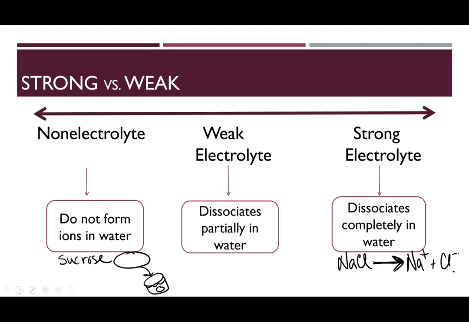And then we have this kind of gray area in the middle. Our weak electrolytes will dissociate, but they will partially dissociate in water. And what we're going to see with weak electrolytes and ultimately weak acids and bases is they form an equilibrium. So this is where I said those ICE tables are not going away.